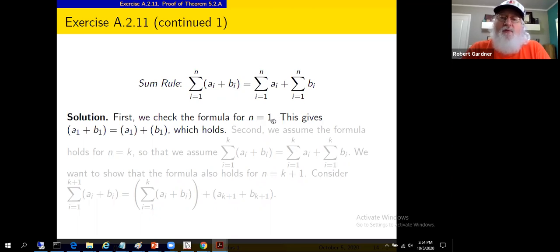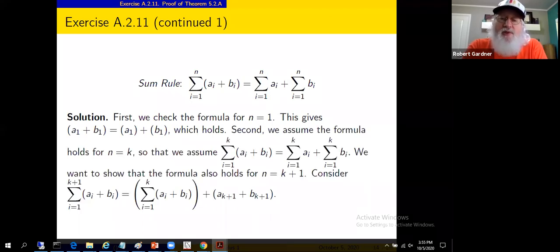First, formula for n equals 1. That would be a1 plus b1 with parentheses around it equals a1 with parentheses around it plus b1 with parentheses around it. Add the a's together first and the b's second. I don't know how to indicate it with anything more than parentheses. That's true by associativity of real numbers if you want all the gory details.